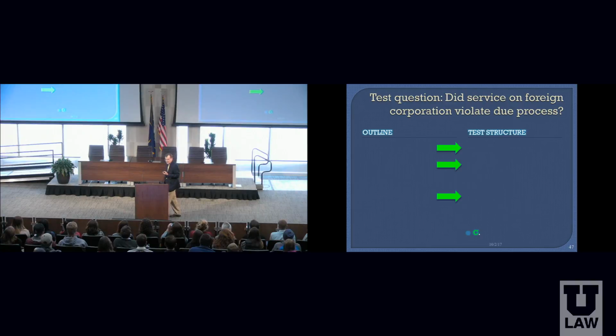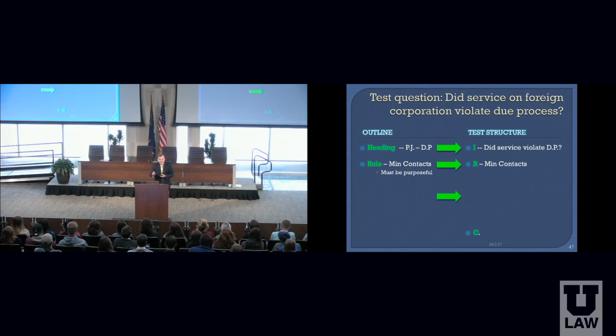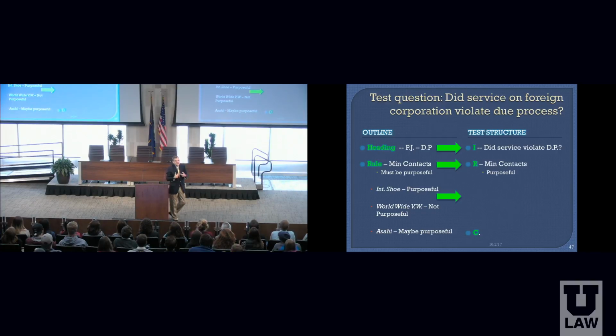So let's take a look at our outline. What's the heading? Can we obtain personal jurisdiction over Rolex, or would that violate due process concerns? What's your issue? Can we sue Rolex, right? Because due process concerns. What's your rule? Minimum contacts must be purposeful. What's your rule on your test? Minimum contacts must be purposeful. What are the cases we learned that flush out what purposeful means? International Shoe, World-Wide Volkswagen, Asahi, right? We have all three cases.